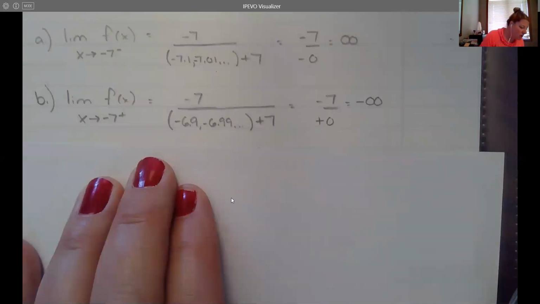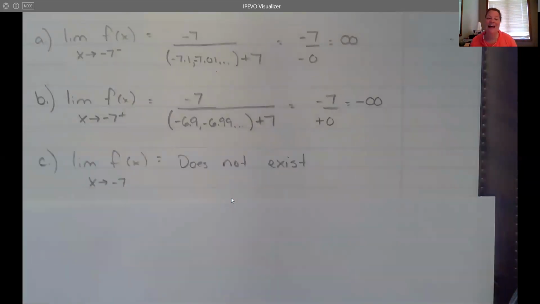Which overall means that the limit does not exist as you approach negative 7. It does not exist there. It forms 0 in the denominator, and they're going the opposite ways.